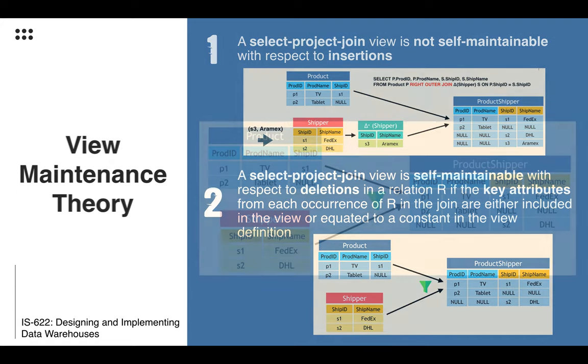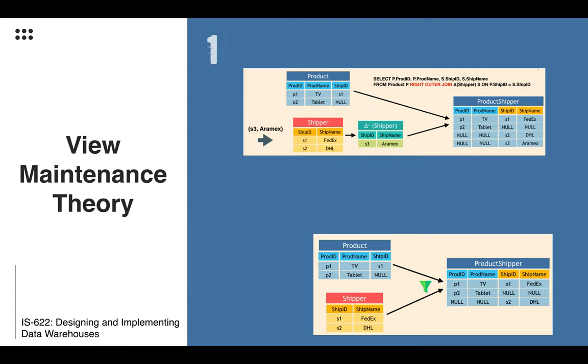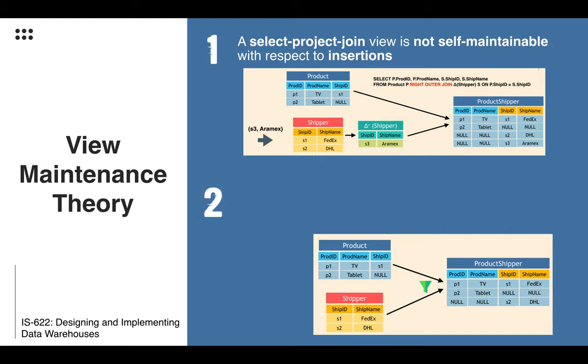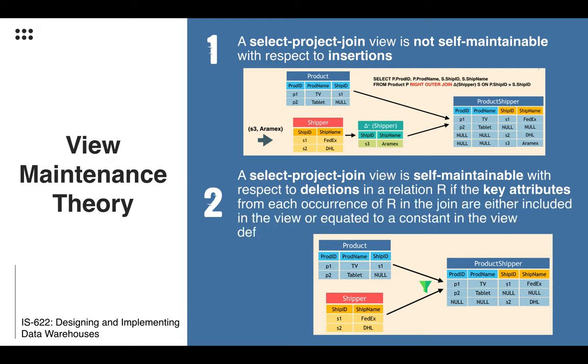The second case is any select project join, the same operation that we saw above, can be self-maintainable with respect to deletion. You remember I just told you it can be maintainable with respect to deletion, not insertion. Insertion never. With deletion, if the key attributes in the relation are either included in the view or have some value in the view. So whatever we have over here, that value should be here somewhere, so that I don't have to go back to the base table.